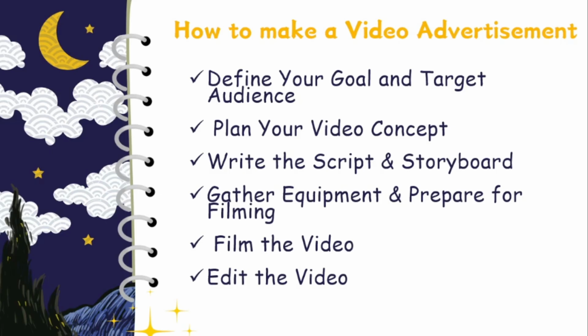Step 3. Write the script and storyboard. A script includes dialogue, what will be said, actions, what happens in each scene, CTA, call to action, what should viewers do next. A storyboard is a visual plan that maps out each shot before filming. Example, a fast food chain ad script may start with Scene 1, close-up of a burger sizzling on the grill. Scene 2, a customer takes a bite smiling. Scene 3, the screen fades to order now for delivery.